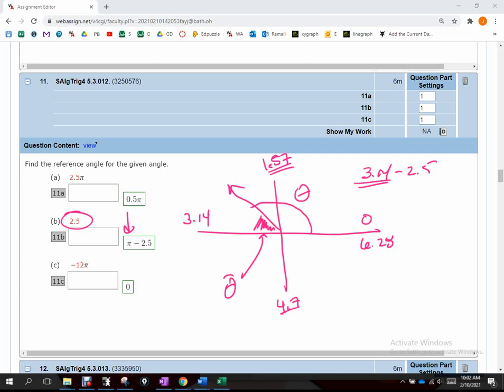No new homework tonight. What is tomorrow? Tomorrow's Thursday. So tomorrow we will start section 5.4, talk about inverses.